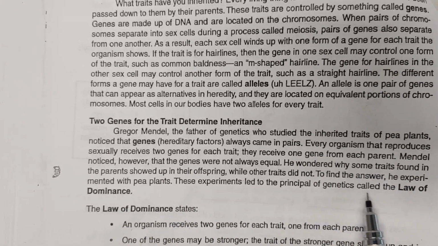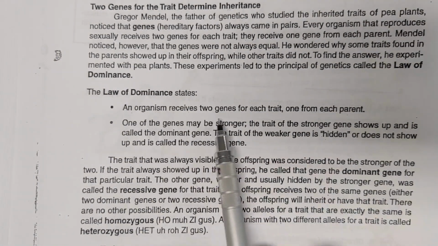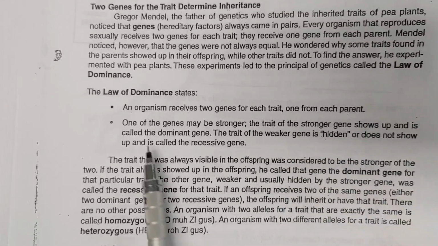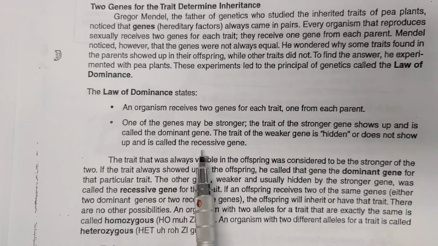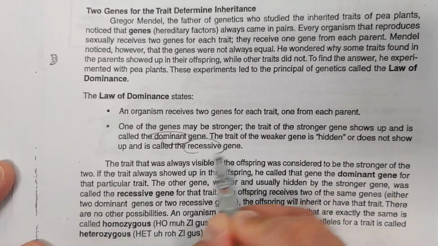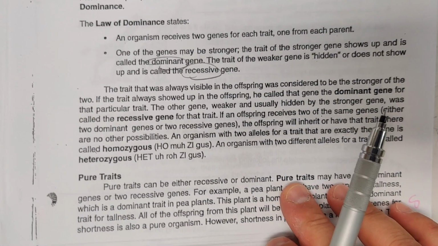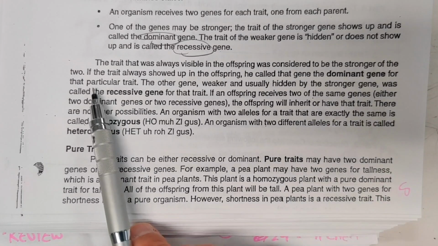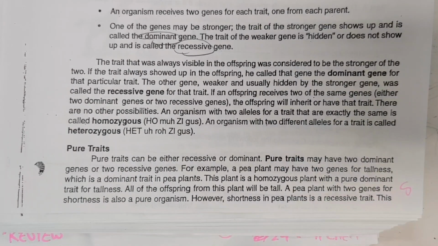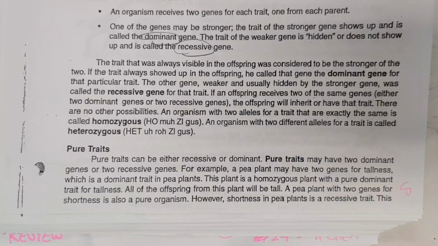These experiments led to a principle of genetics called the law of dominance. The law of dominance states that an organism receives 2 genes for each trait, 1 from each parent. One of the genes may be stronger, we call that dominant, and the trait of the weaker gene, or hidden, is called recessive. So this is important. We'll call that dominant and recessive genes. The trait that was always visible in the offspring was considered to be the stronger of the two. So if it showed up in the offspring, we called that the dominant. So brown eyes is dominant over blue eyes. Blue eyes would be the recessive trait, and the brown eyes would be the dominant trait.